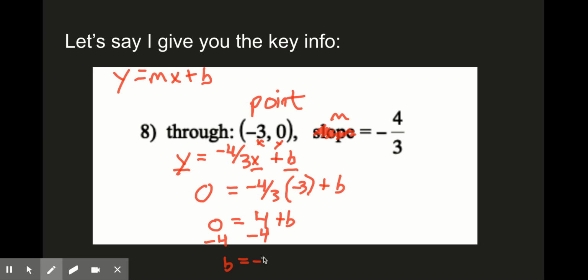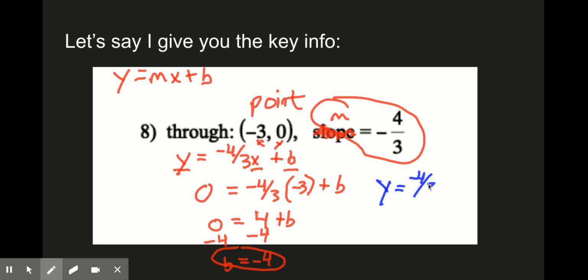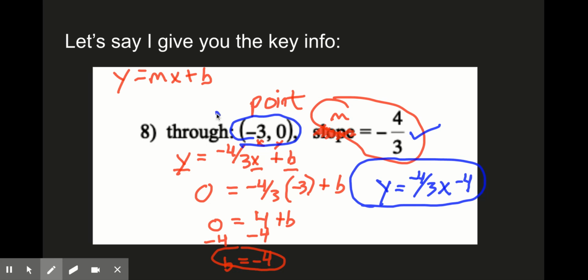B equals negative 4. Now I have both pieces. I have the b value, and I was already given the m value. So my final answer, why don't I change my color for the final answer, is y equals negative 4/3 x minus 4. That equation right there, if I were to graph it, would obviously have this as a slope, and it would contain this point. And therefore, that's my final answer. That's the equation. I'm not asking you to graph it. Just tell me what equation would match these constraints.